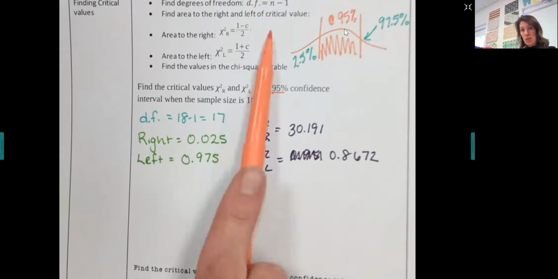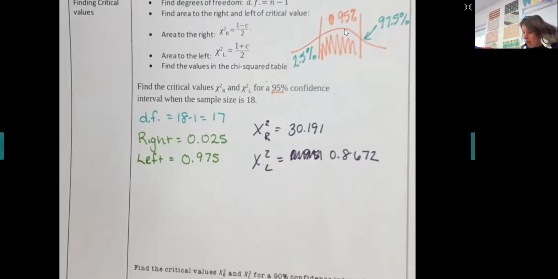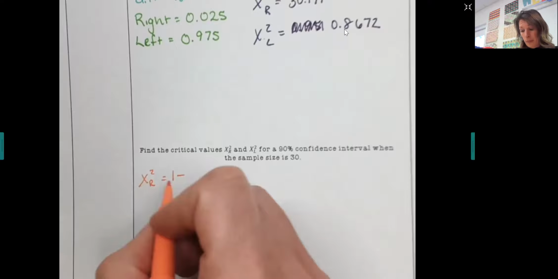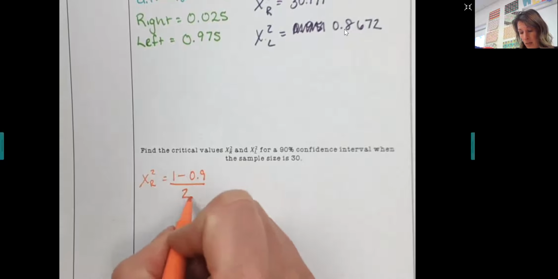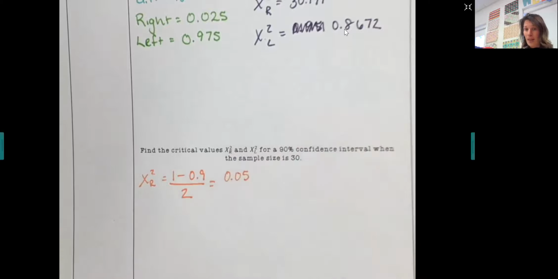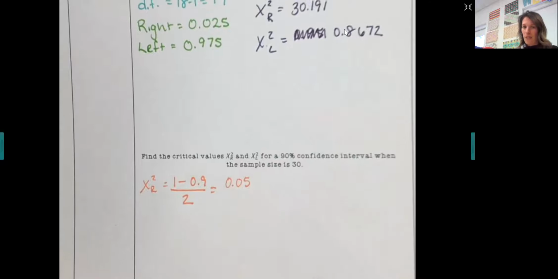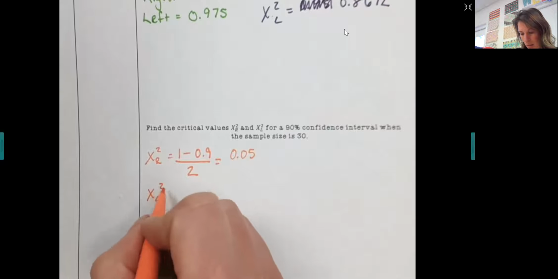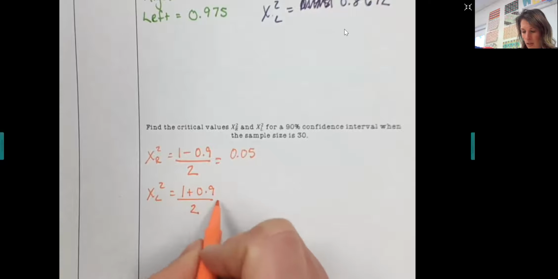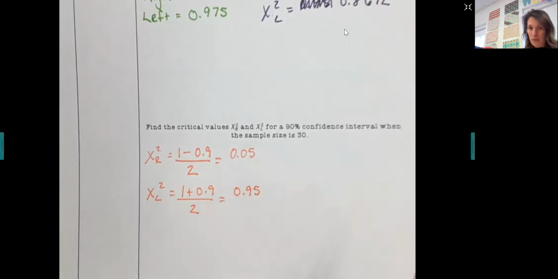I am now going to use this equation just for my right and my left. My right is going to be 1 minus my confidence value, 0.9, and that's divided by 2. When you put that into your calculator, you get 0.05. Again, if I was to show the middle portion, 90%, you would say that 10% was left over. Divide that by 2, and I have 5%. And my L, I do 1 plus 0.9 divided by 2, and I get 0.95.